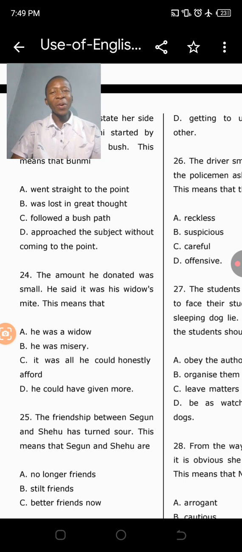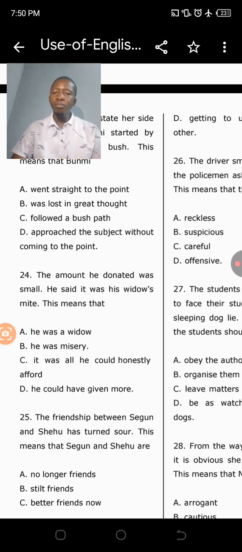Yes. So, what is our answer? Our answer is definitely option C. It was all he could honestly afford. The widow gave her all she had, all she could afford. I believe that is where the statement widow's mite was extracted from. So when we say widow's mite, we mean that this is actually all one can afford at that particular time.